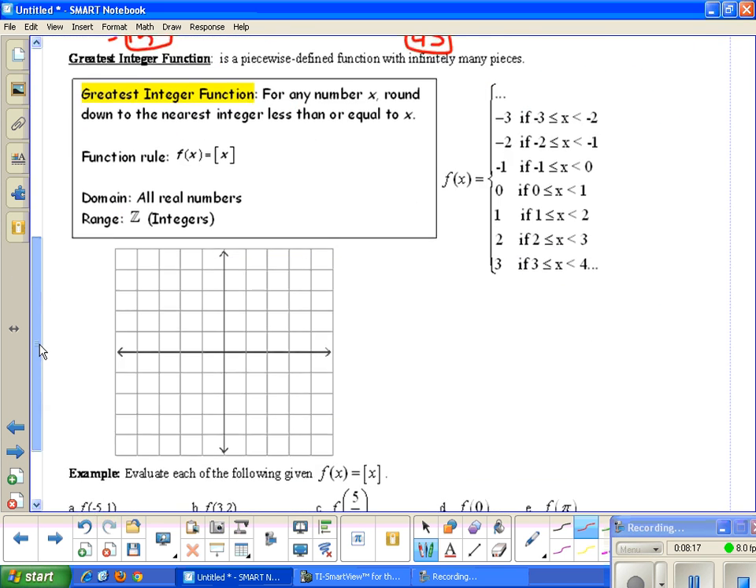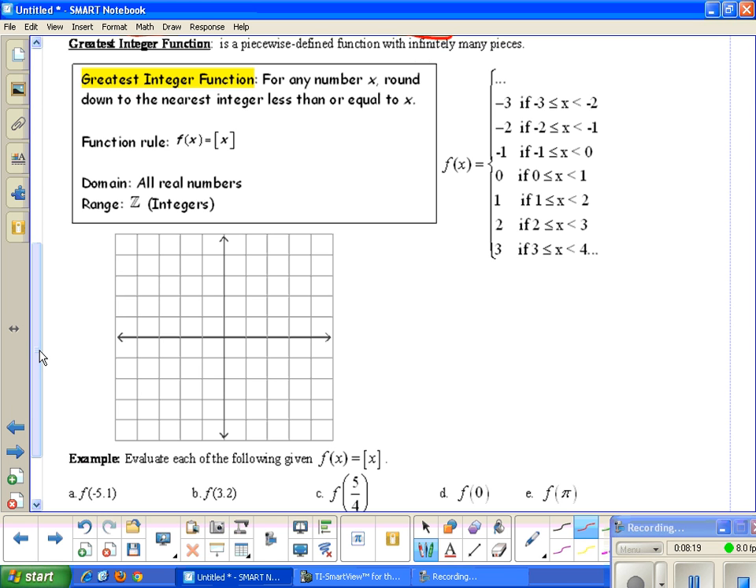Now let's go ahead and talk about the greatest integer function. The greatest integer function is a piecewise defined function with infinitely many pieces. For any number x, you're always going to round down to the nearest integer less than or equal to x. And this is what the function looks like. Sometimes in some books you will see it written with 2 lines like this. If you ever see that, that also means the greatest integer function, so sometimes you'll see that in a book. Our book uses this right here.